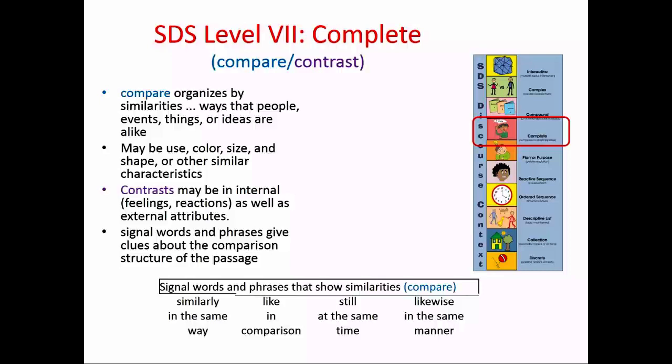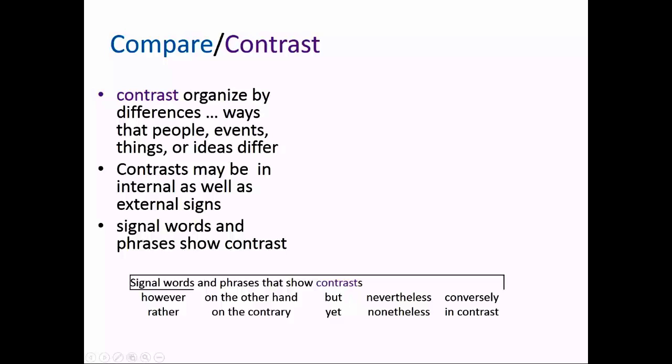And here again is a list of signal words. These are the compare signal words: similarly, like, still, likewise, in the same way, at the same time, in the same manner, comparison, etc. Contrast organizes the information by differences, the way that those people, events, things, or ideas are different from each other. They also have signal words: however, rather, on the other hand, on the contrary, but, yet, nonetheless, nevertheless, conversely, in contrast.